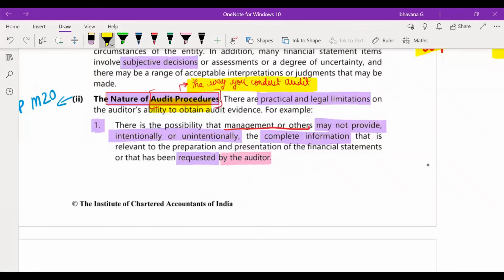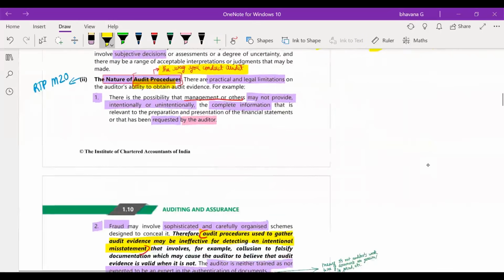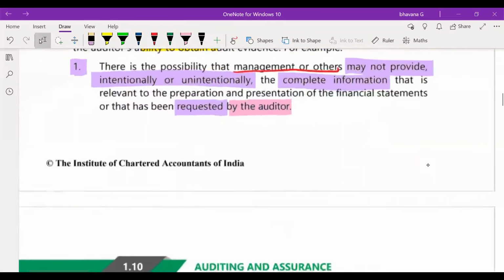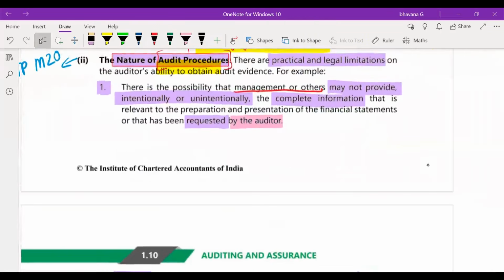The way you conduct an audit is nothing but your audit procedures. How you conduct your audit, that is your audit procedure. So what are the limitations when you conduct your audit procedures? What might happen is the management or others in the company may not provide you the complete information which is requested by the auditor.